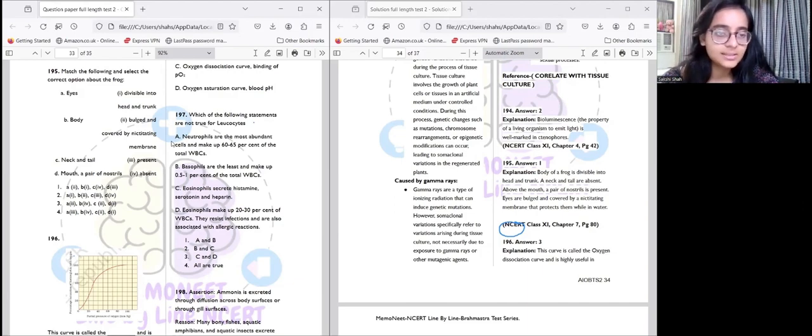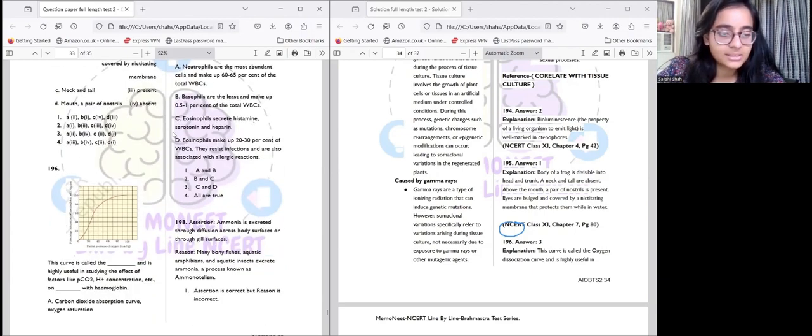Okay. Next is the body. The body is divisible into head and trunk. The neck and tail and mouth and a pair of nostrils. Okay. So neck and tail. Do you have a neck and a tail? So no, it doesn't have one. And does it have a mouth and a pair of nostrils? Yes, it does. So 195, the answer is 1.